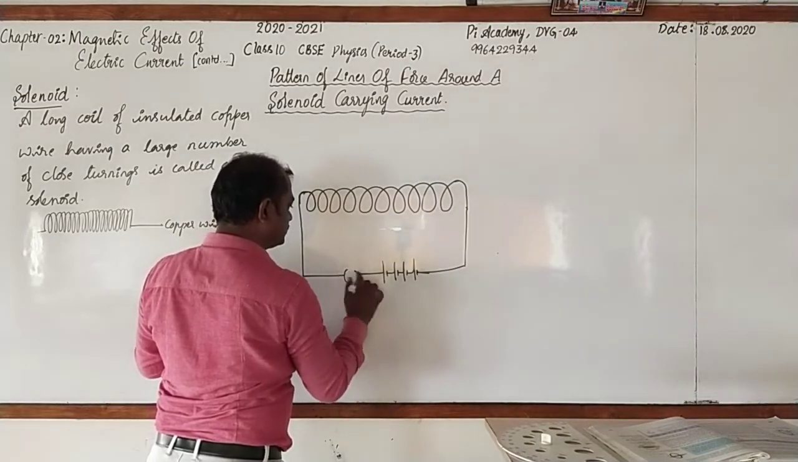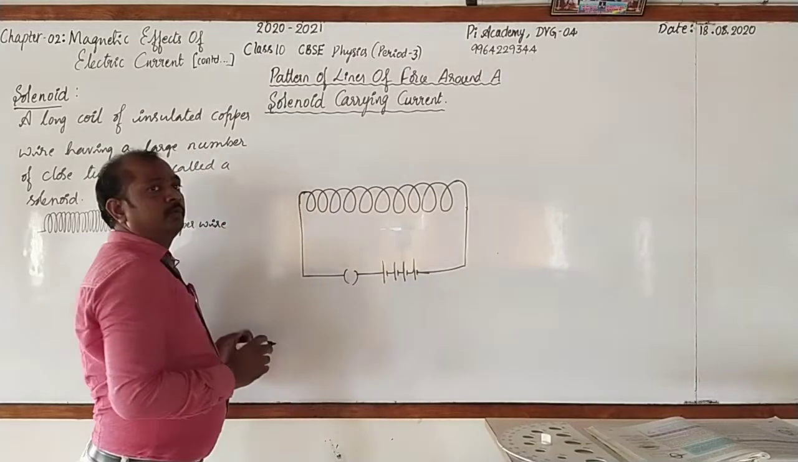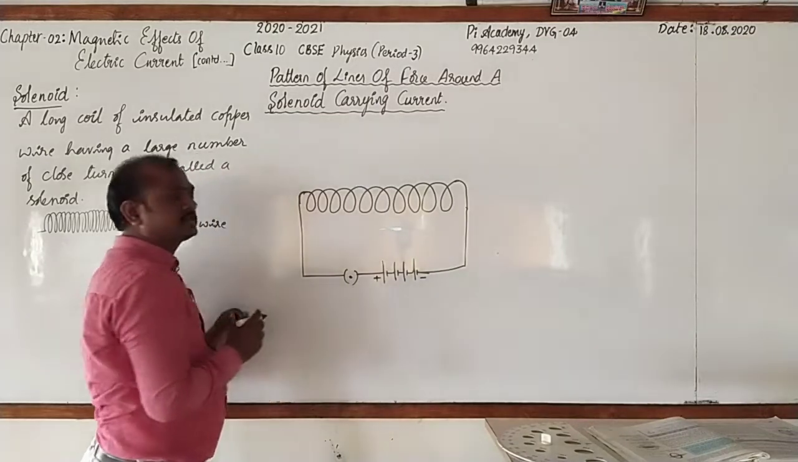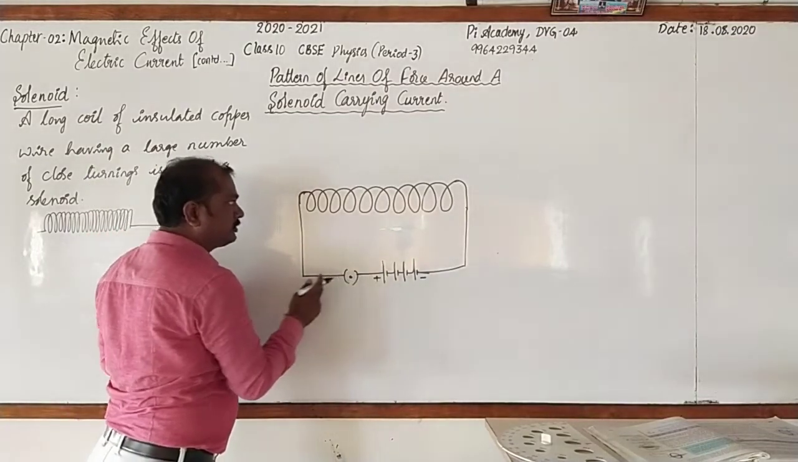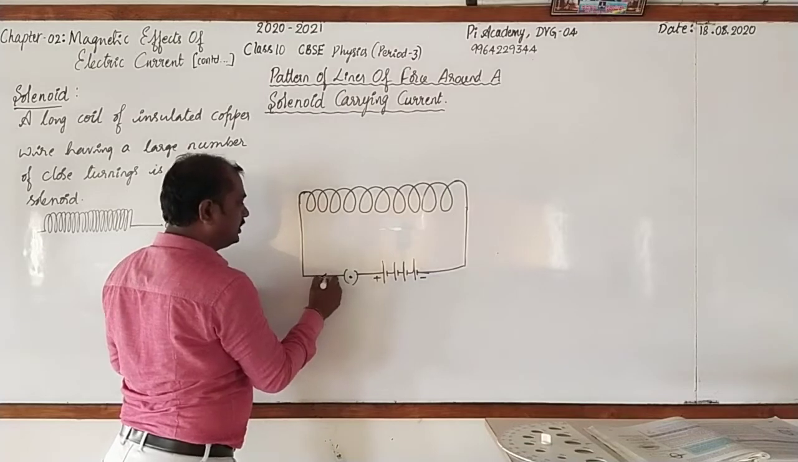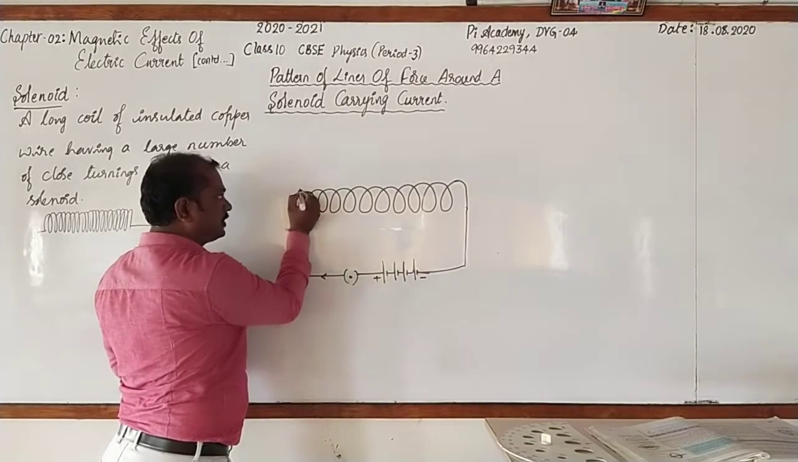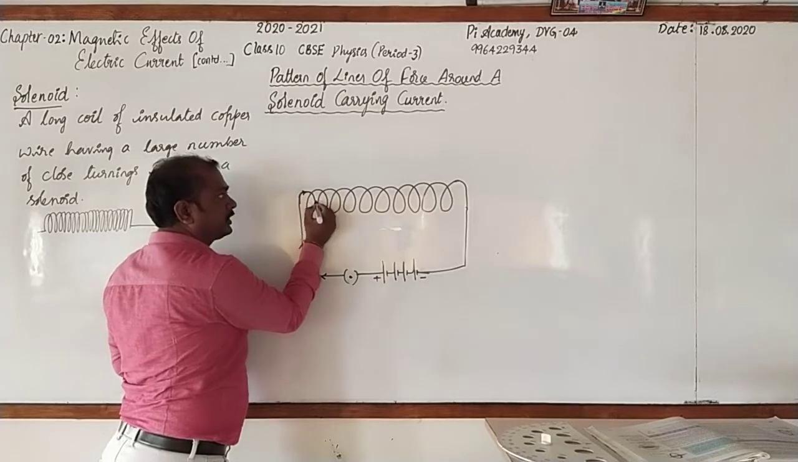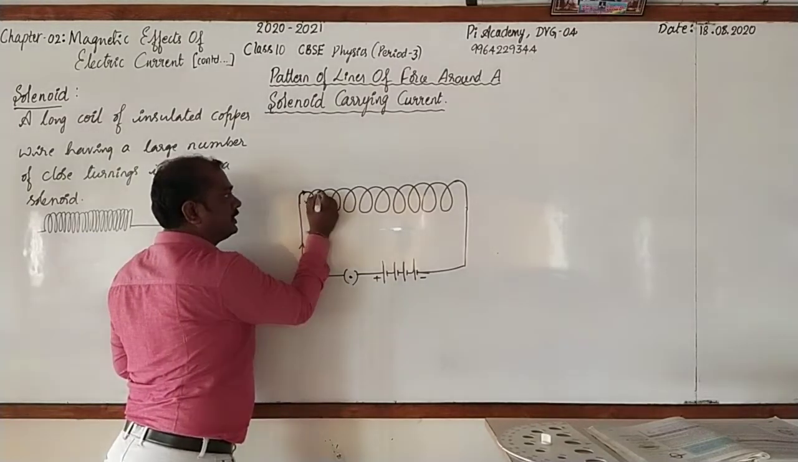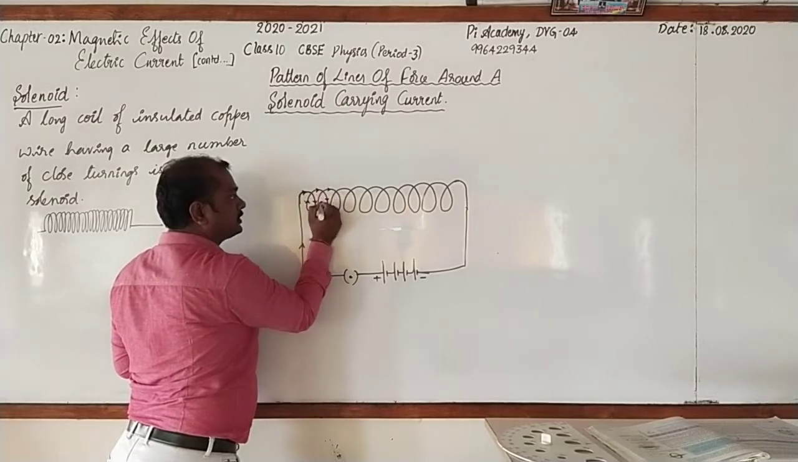This is the switch. When you close the circuit, the current starts flowing from the positive terminal to the negative terminal. Just keep observing here, from the positive terminal. Observe, I am showing the direction. Now you can see whether it is clockwise or anti-clockwise.